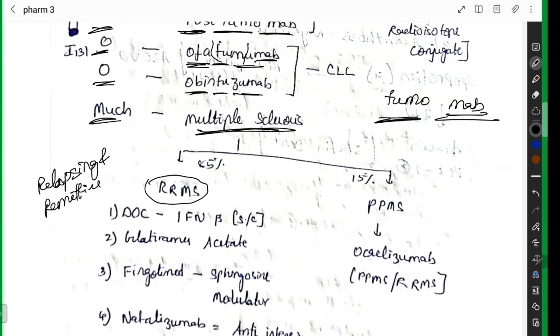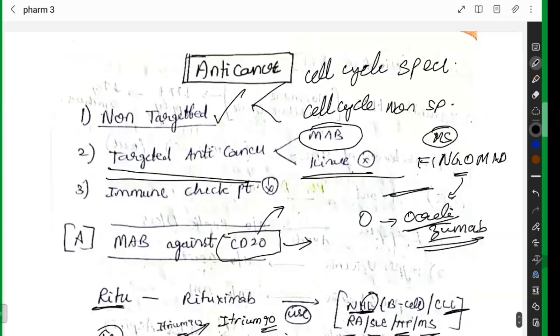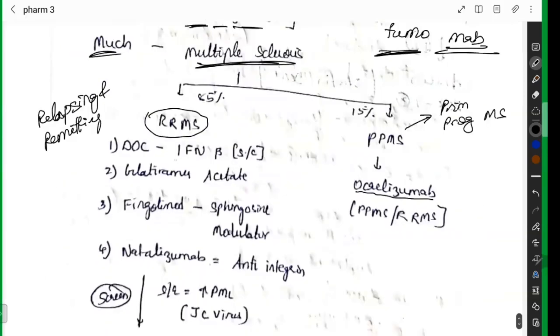Of multiple sclerosis, whereas PPMS is nothing but primary progressive multiple sclerosis. In primary progressive multiple sclerosis, the drug of choice is going to be ocrelizumab. Okay, but if it is going to be RRMS, relapsing and remitting, do you remember what is the second one of your FINGO? I stands for interferon beta. So you are going to give interferon beta subcutaneously. That is the drug of choice.